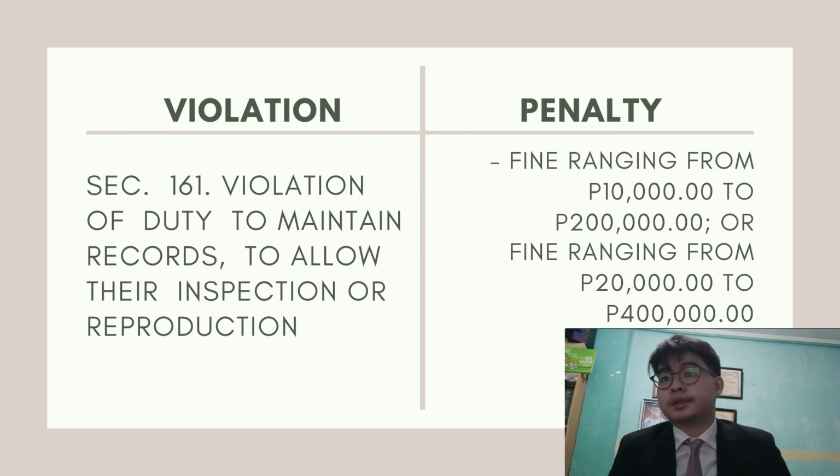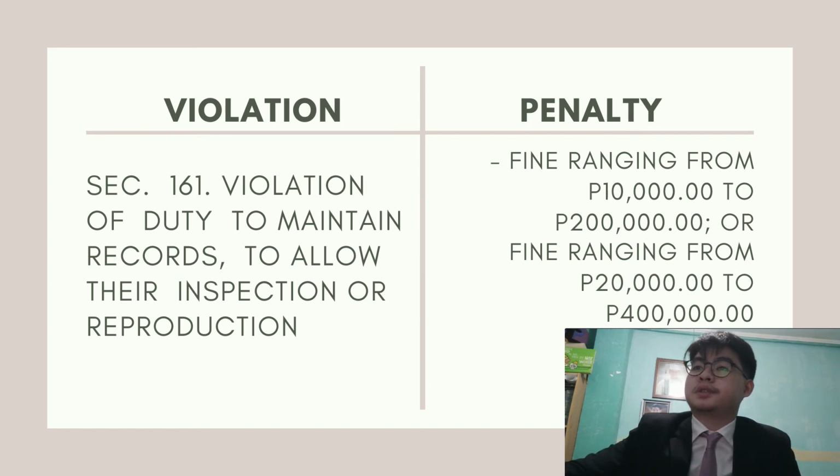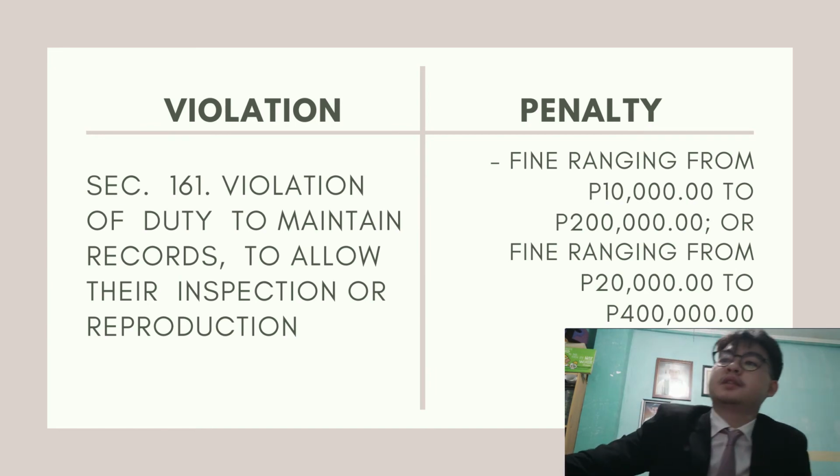So basically documents and any important records for the corporation, and other pertinent rules and provisions of this code on inspection and production of records shall be punished with a fine ranging from 10,000 pesos to 200,000 pesos at the discretion of the court, and if the violation is injurious or detrimental to the public, the penalty is a fine ranging from 20,000 pesos to 400,000 pesos. So same with the previous section, doubled.